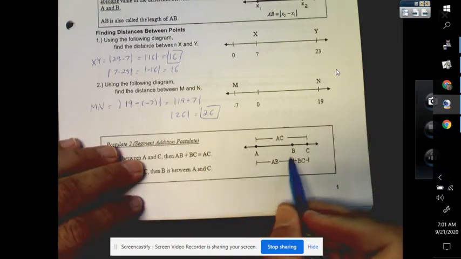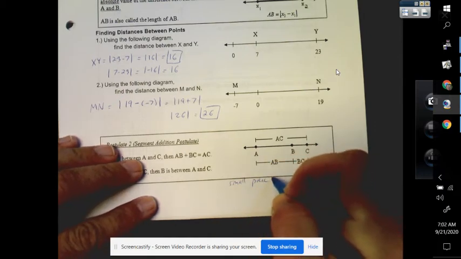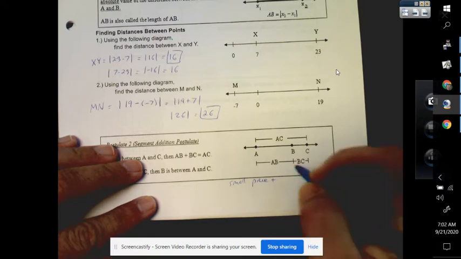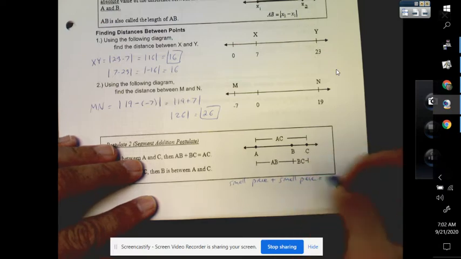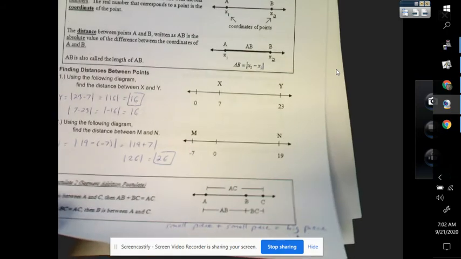So it's just small piece. I always like to think small piece plus small piece equals big piece. Okay, cool. And you'll see what I mean on the next page.